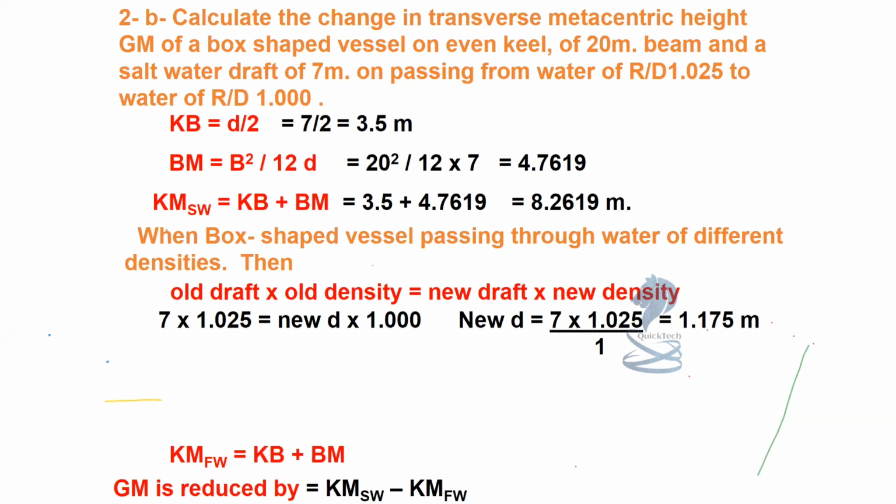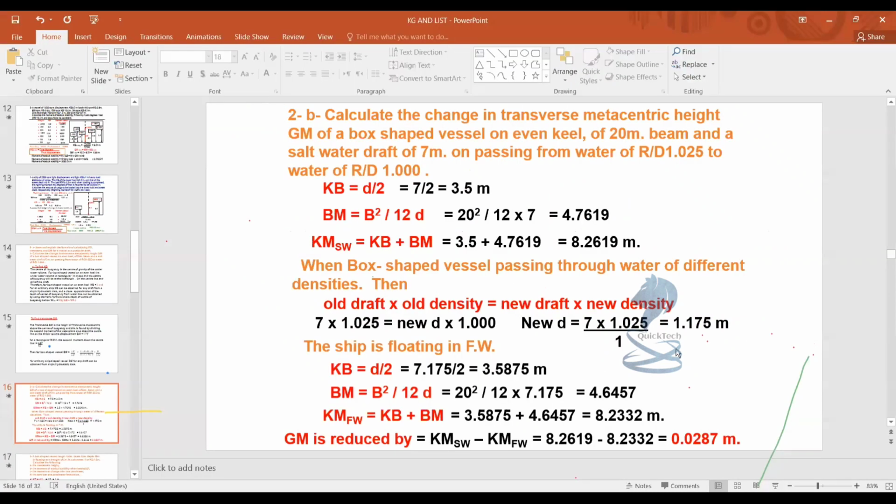Thereby, when the ship is floating in fresh water, the value of KB is equal to D by 2, we get 3.875 meters, the value of BM is 4.6457, and the value of KM freshwater is equal to KB plus BM, 8.2332 meters. GM is reduced by KM saltwater minus KM freshwater, that is 8.2619 minus 8.2332, which is equal to 0.0287 meters.